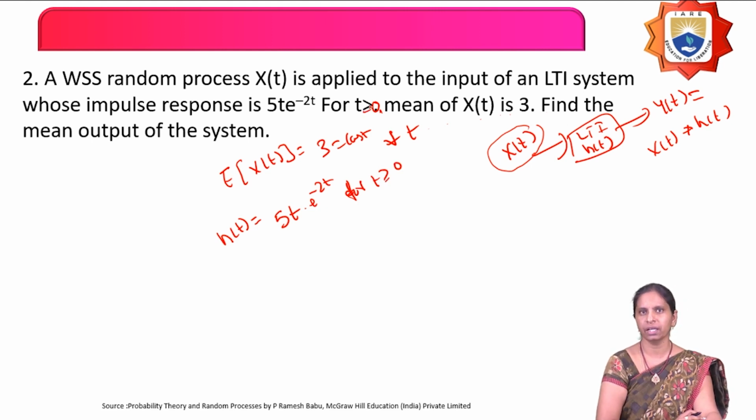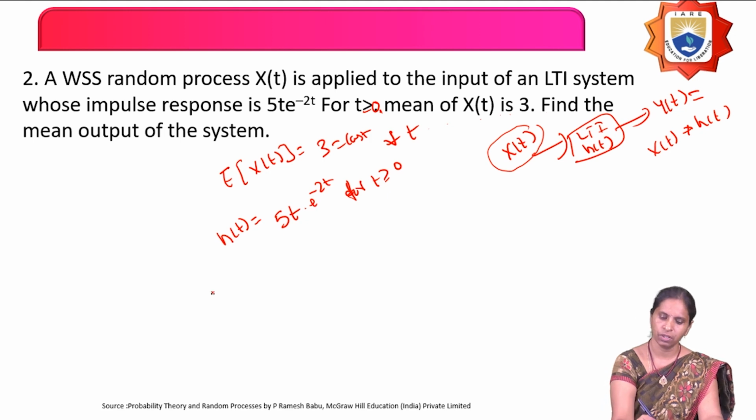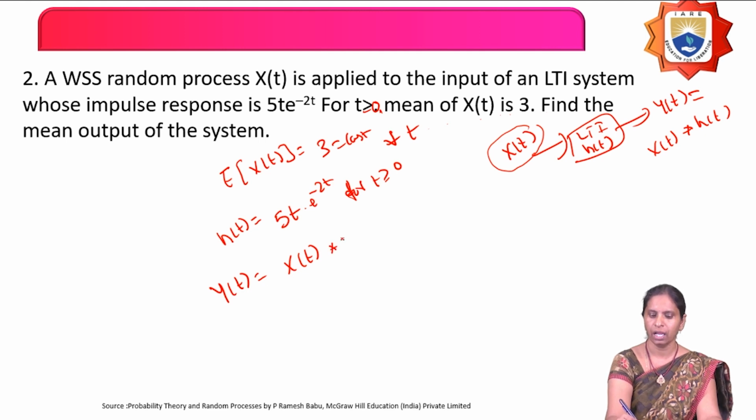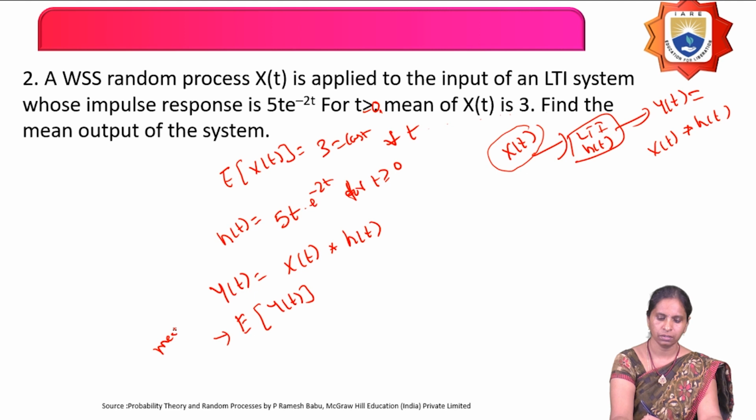So now what you have to calculate is the mean of the output of the system. So what is y(t) here? It's nothing but the convolution of the given input random process x(t) and the impulse response h(t). Now what is the expectation of y(t)? Nothing but the mean of y(t).